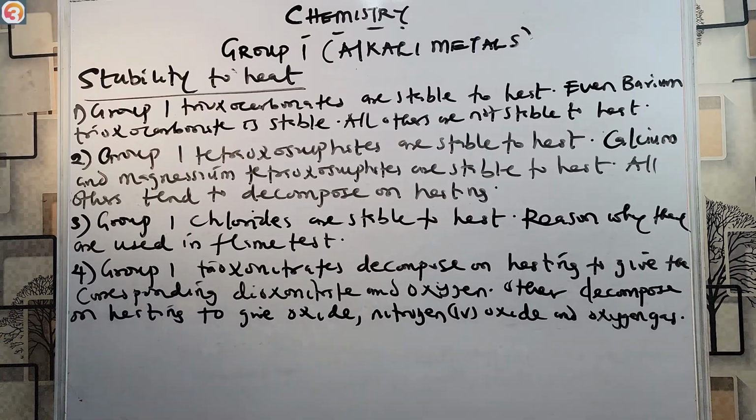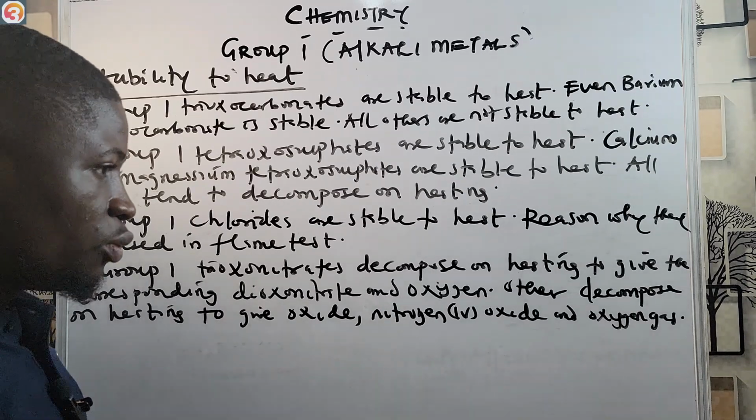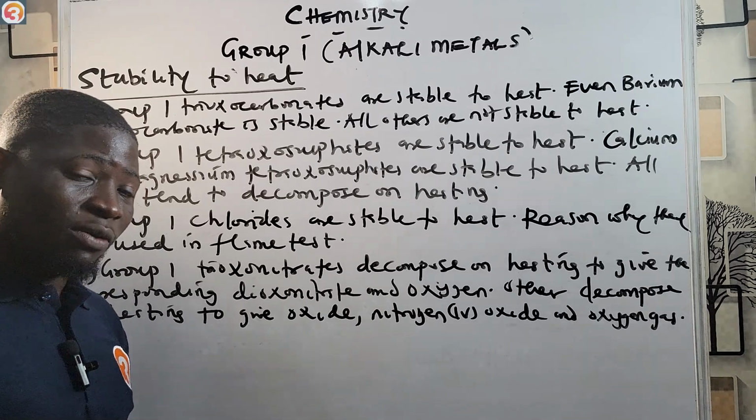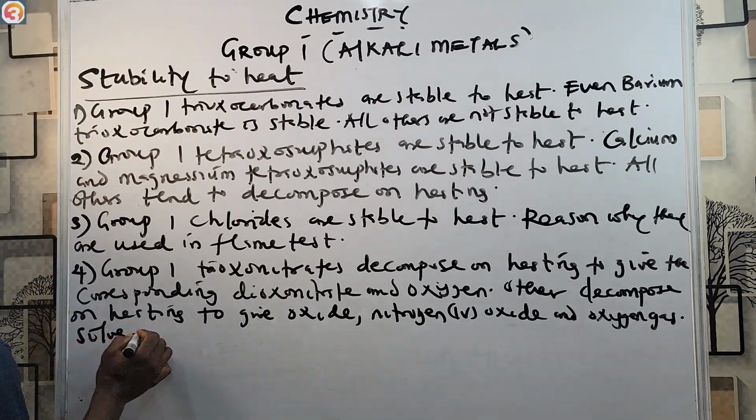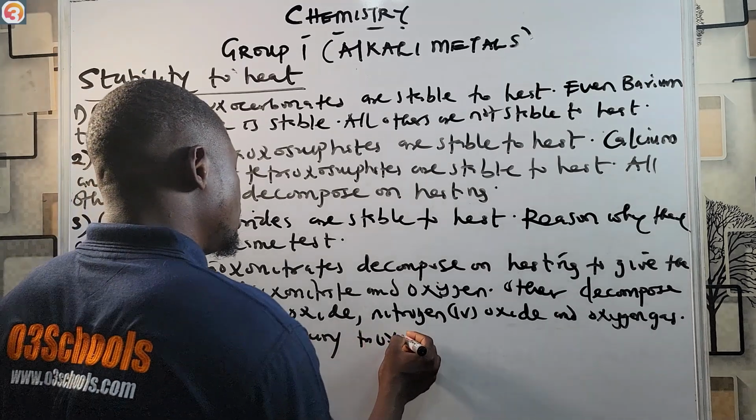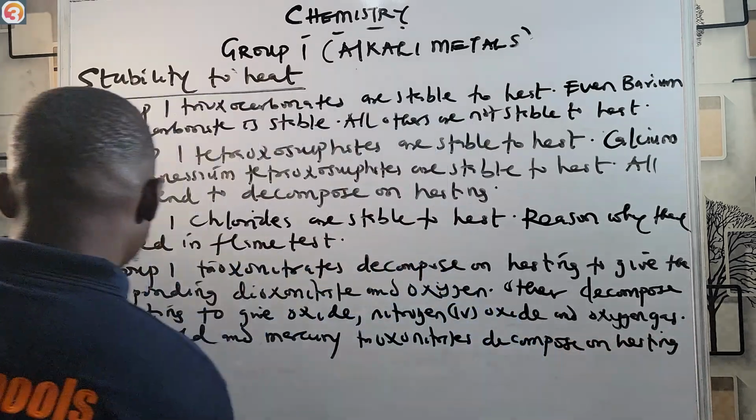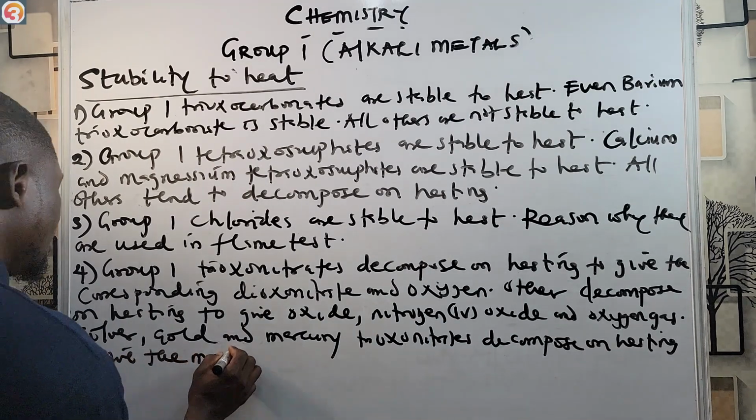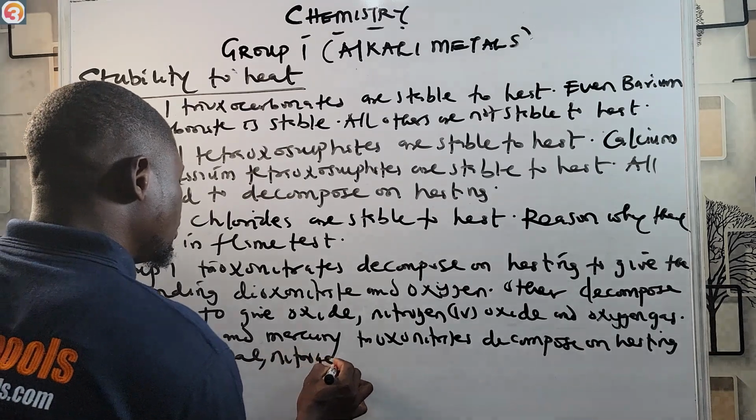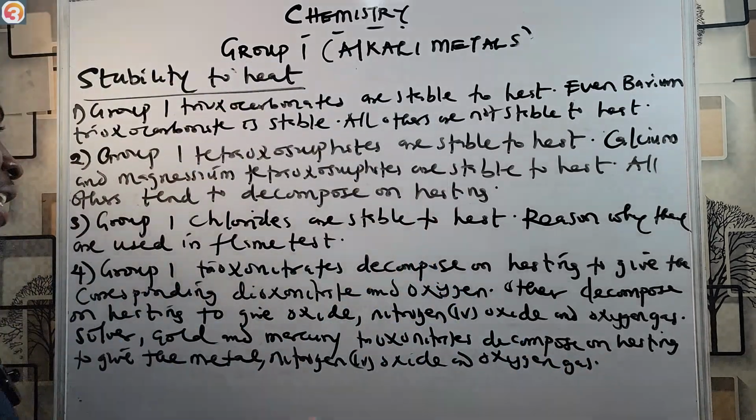All right. Now, of course, you should also know that the trioxonitrates of mercury, of gold, and silver decompose on heating to give the metal, nitrogen(IV) oxide and oxygen, right? So when they decompose, they give you the metal, nitrogen(IV) oxide and oxygen. So for silver, gold, and mercury trioxonitrates decompose on heating to give the metal, then nitrogen(IV) oxide and oxygen gas.